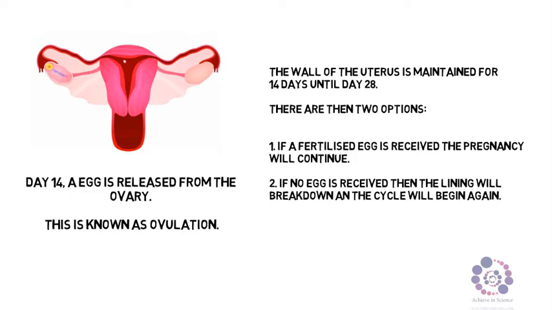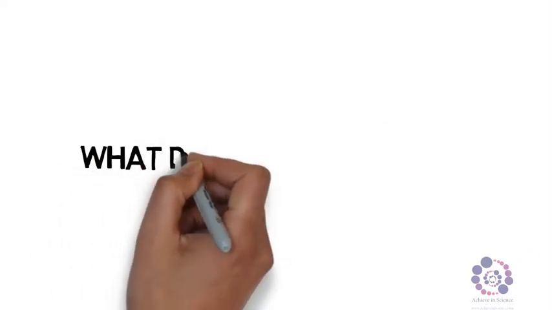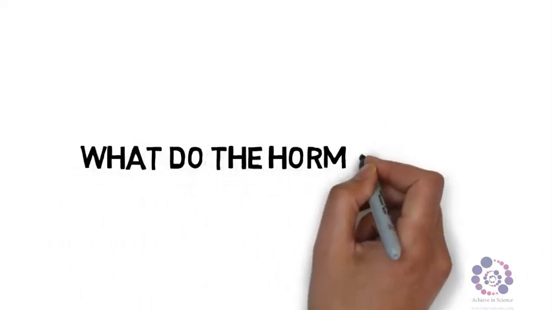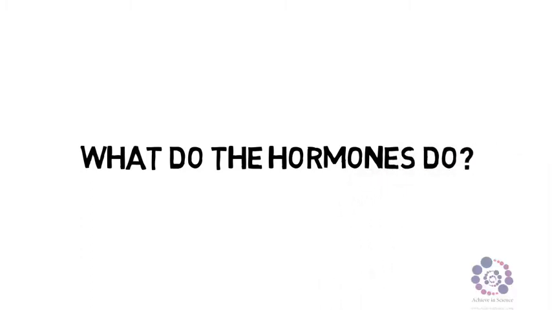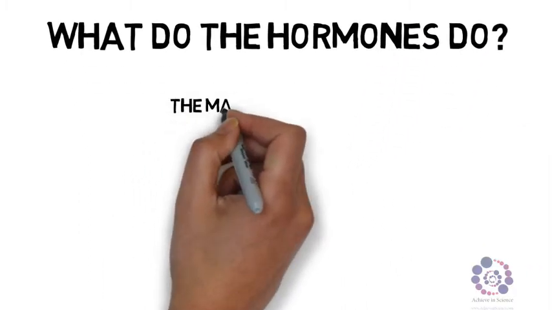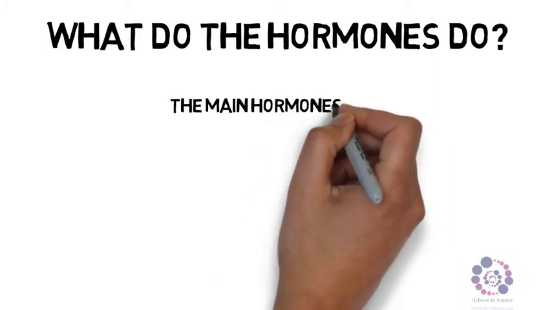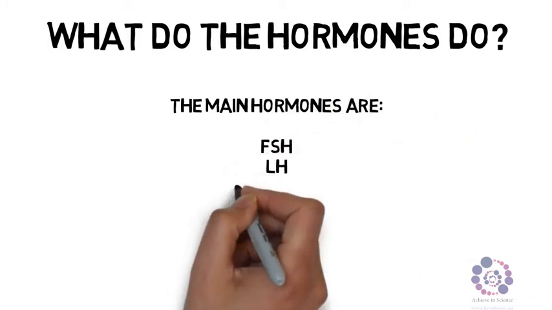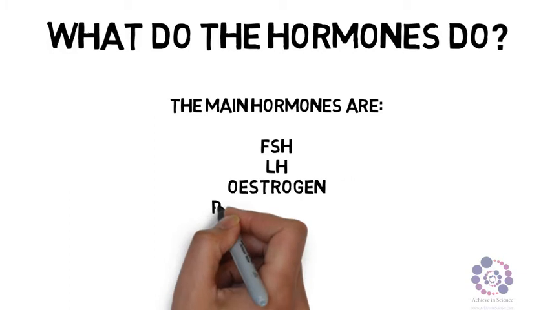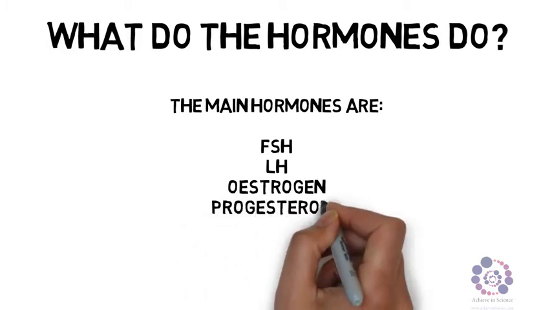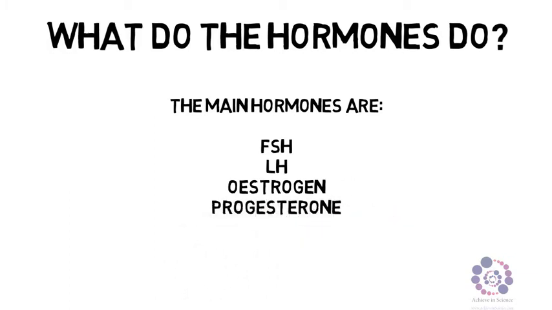But how does the body know what to do and when to do it? Well, this is again all down to hormones. Within the menstrual cycle, the main hormones will control what happens, and they include FSH, which stands for follicle stimulating hormone, LH, luteinizing hormone, estrogen, and progesterone.